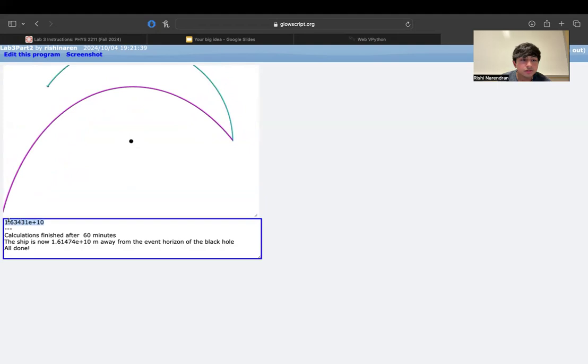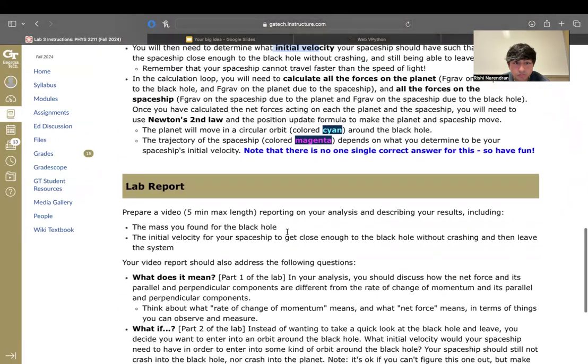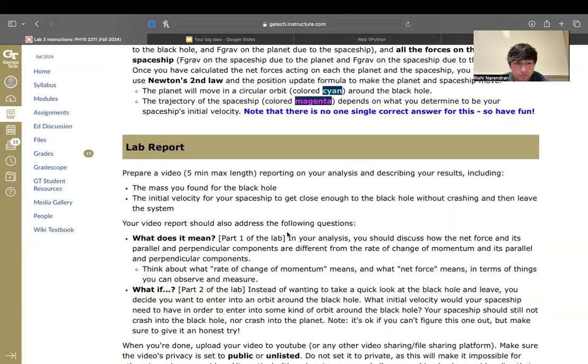Here we determine the distance that the ship is after 60 minutes. So the ship is now 1.6 times 10 to the 10th meters away from the event horizon of the black hole. After this, we're going to go into the two "what does it mean" questions.